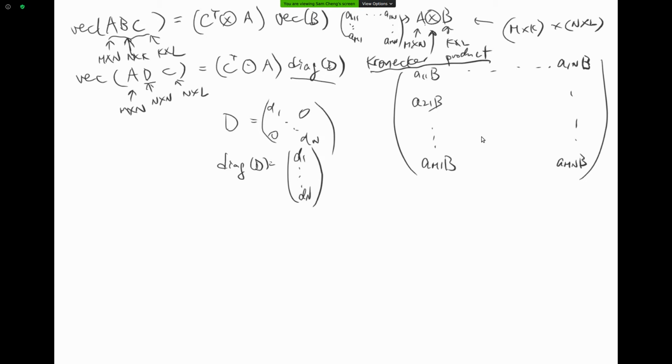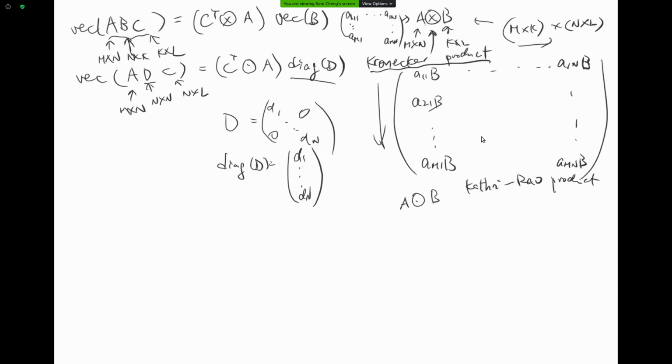For the Khatri-Rao product, A circle dot B, this is very similar to the Kronecker product, but for the Kronecker product I'm expanding the matrix in both directions. For the Khatri-Rao product, I will only expand in the vertical direction, so I only increase the number of rows, but I fix the number of columns.